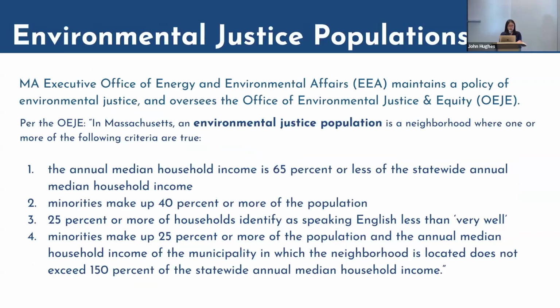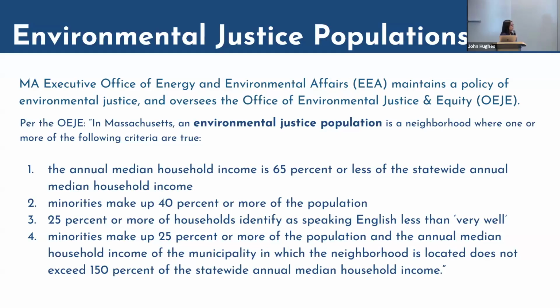And so I learned early on through this internship, I think from Lou in one of our early coaching sessions, he had mentioned that the state of Massachusetts has environmental justice populations that are identified by the state. And the state has a great interactive mapping tool, which highlights where these populations are located. So the Massachusetts Executive Office of Energy and Environmental Affairs oversees an Office of Environmental Justice and Equity, which has defined the criteria for what counts as an environmental justice population in the state of Massachusetts.